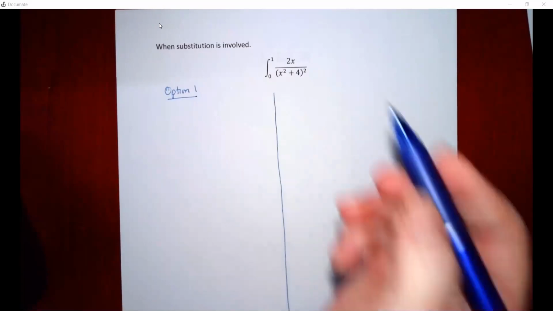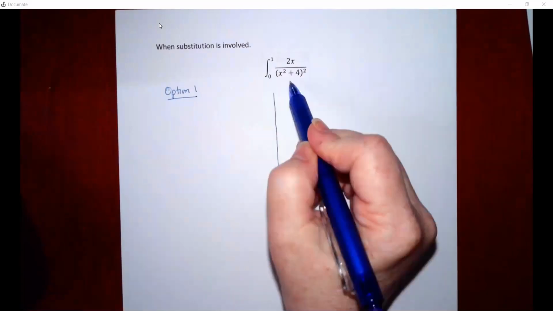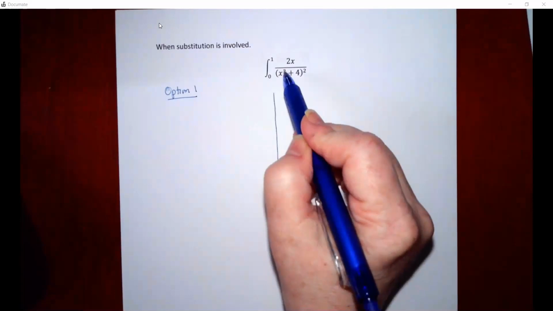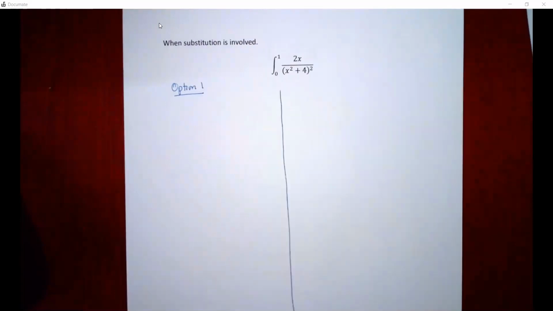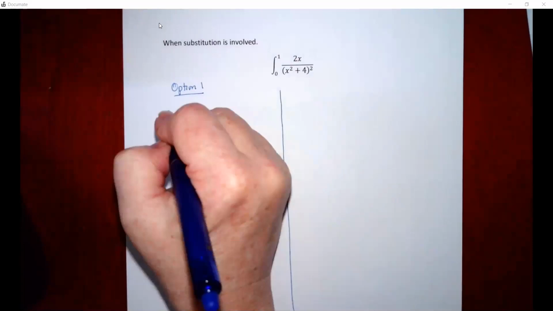Okay, so let's not worry about the definite integral part right now. First thing we have to do is determine what we would choose for u. Any suggestions?